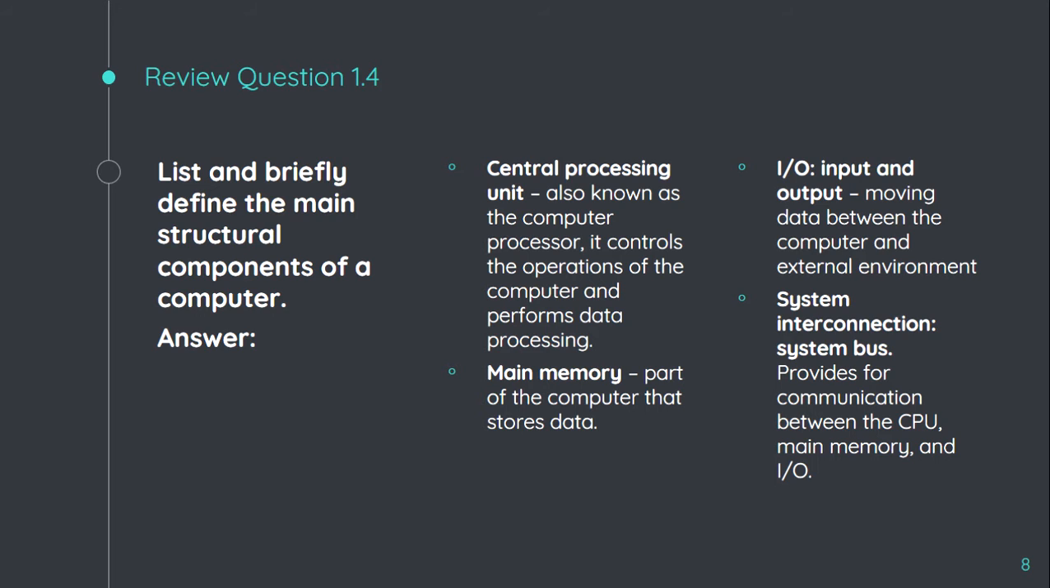Review question 1.4. List and briefly define the main structural components of a computer. First, the Central Processing Unit or CPU, also known as the computer processor. It controls the operation of the computer and performs data processing. Second, main memory, which stores data. The third is I/O, input and output, moving data between the computer and the external environment. The last one is system interconnection, for example the system bus, which provides for communication between the CPU, main memory, and I/O.